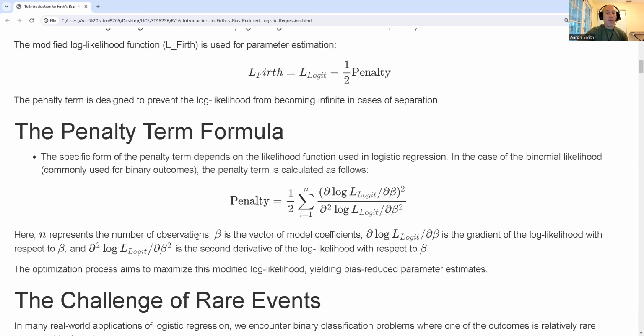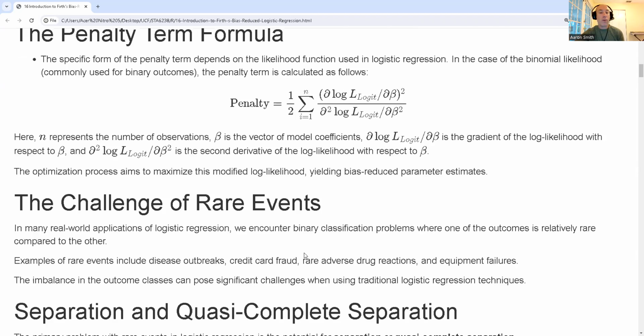And so n is the number of observations, beta is our vector of model coefficients, and here, log L is the log likelihood, and the derivative is the gradient of the log likelihood with respect to the coefficients. And then, of course, this is the second derivative with respect to the coefficients. The optimization process aims to maximize the modified log likelihood, yielding bias-reduced parameter estimates.